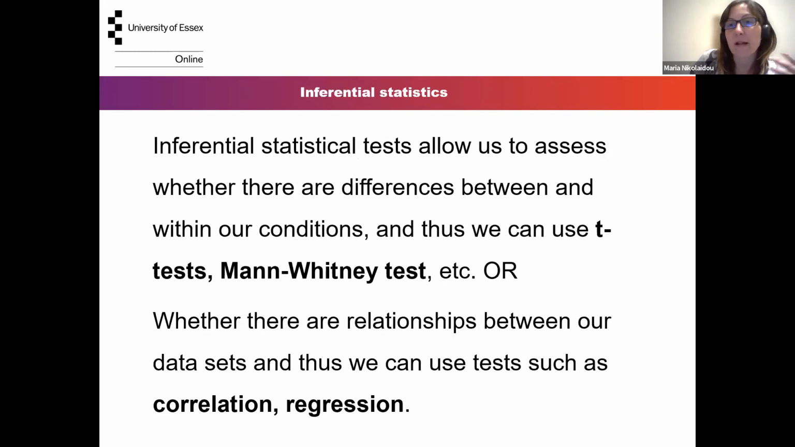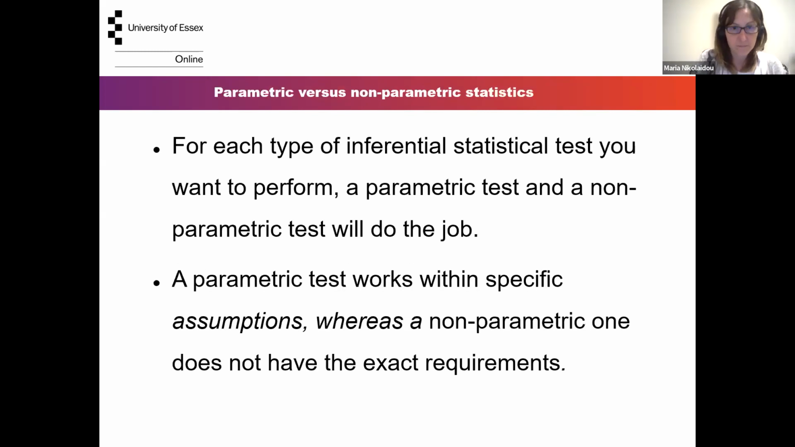Inferential statistical tests allow us to assess whether there are differences between or within our conditions, and thus we can use tests like the t-test or Mann-Whitney test, or we can assess whether there is a relationship between our data sets, and thus we use tests such as correlation or regression. For each type of inferential statistical test you want to perform, there is a parametric and a non-parametric version. A parametric test works with specific assumptions, whereas a non-parametric one does not have the same requirements. That's why normally the parametric tests are more powerful. Because we're based on these specific assumptions, we can be more sure that the conclusions we make based on our sample for the general population are more valid and reliable.